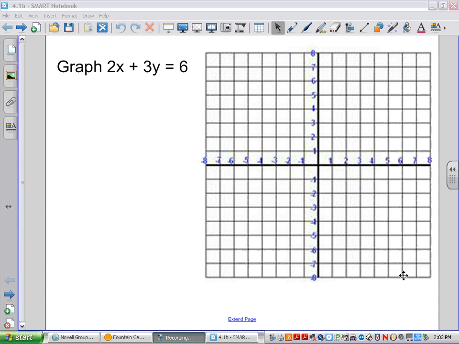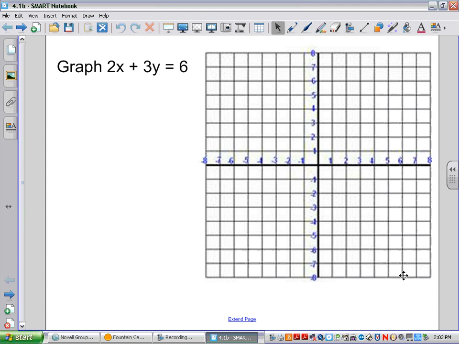All right, hello again. We are ready for 4.1b. If you remember in 4.1a, we graphed lines. Those in the previous section were in slope-intercept form, y equals mx plus b. In this one, my directions are the same, just to graph. It's going to be graphing a line, but now they're in standard form.